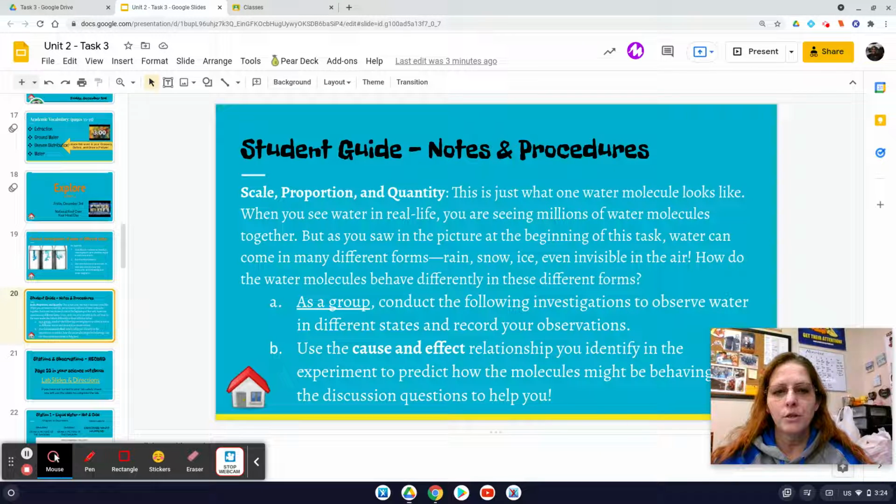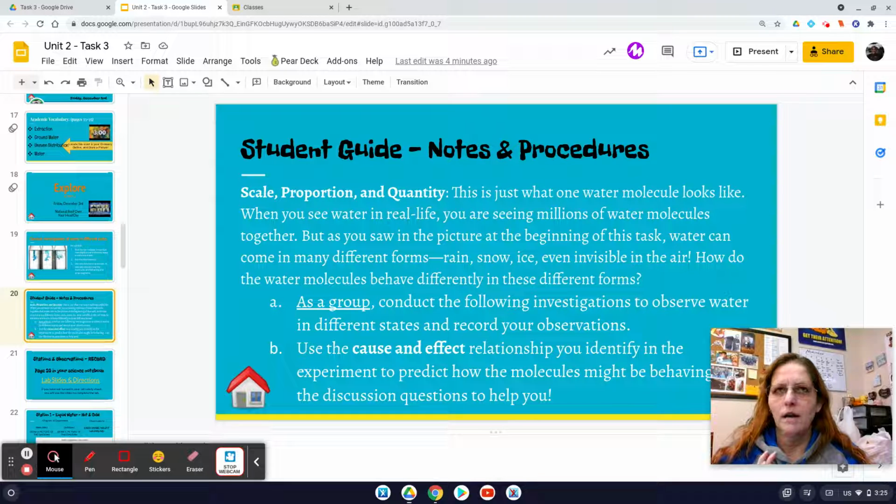So what you're going to do is think about scale, proportion, and quantity. That's our science factor for the day. We know from the pictures that we saw that water comes in many different forms. It comes in the form of rain, snow, ice, even invisible in the air. So how do we know that water molecules behave differently in these different forms? We're going to actually be able to see that a little bit today.